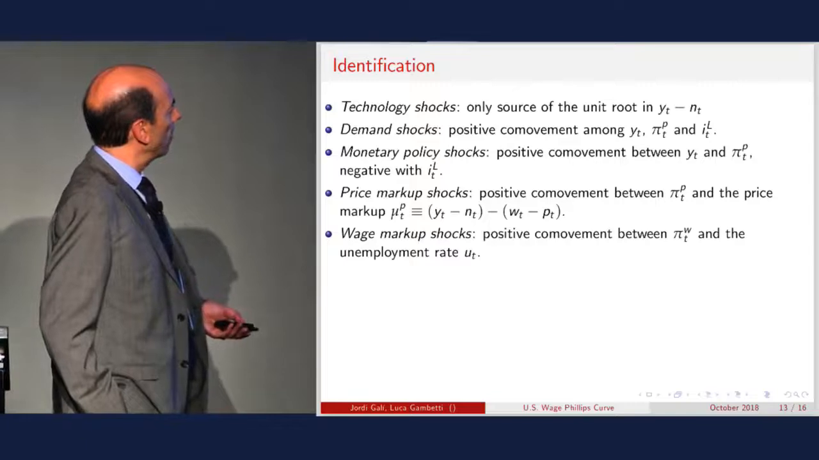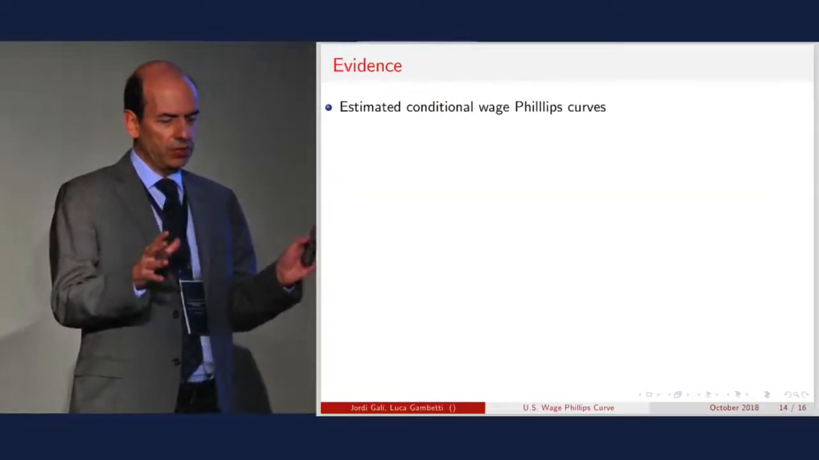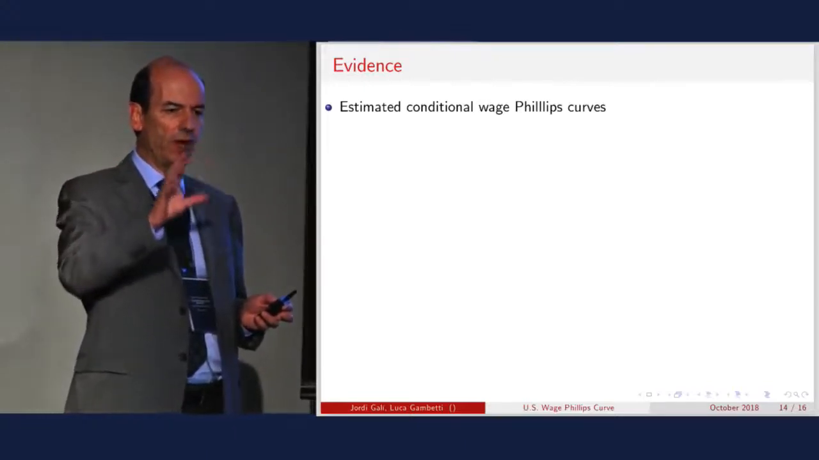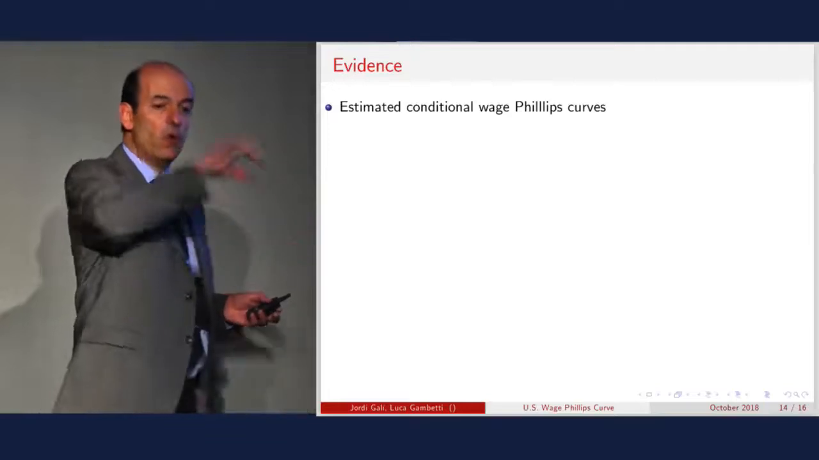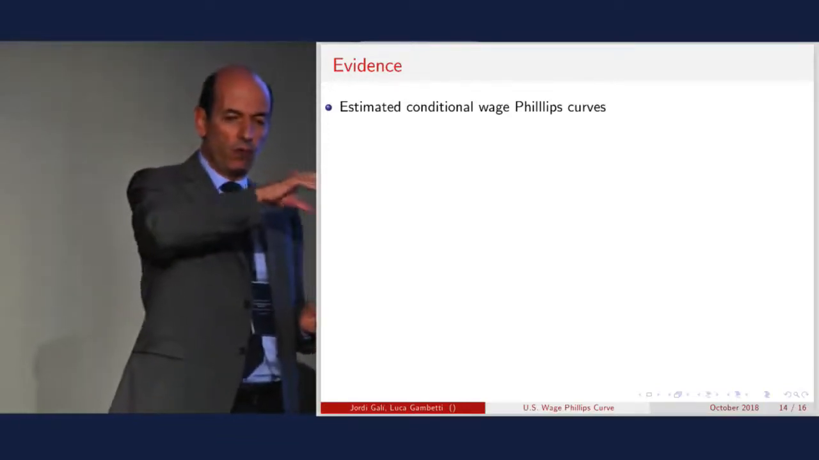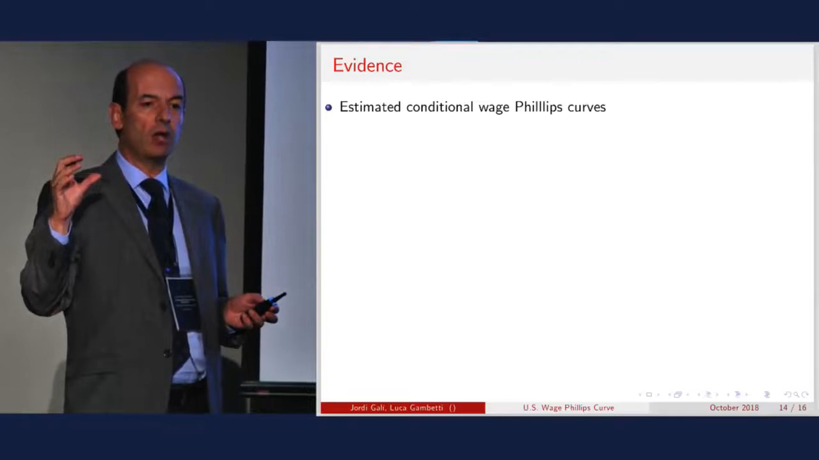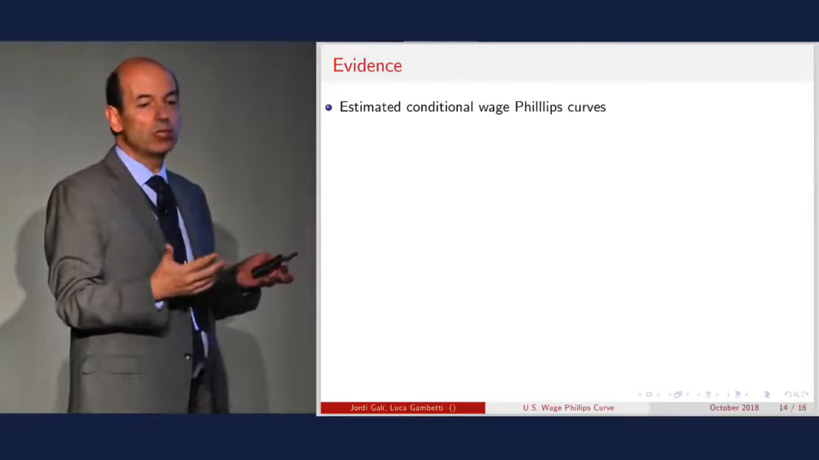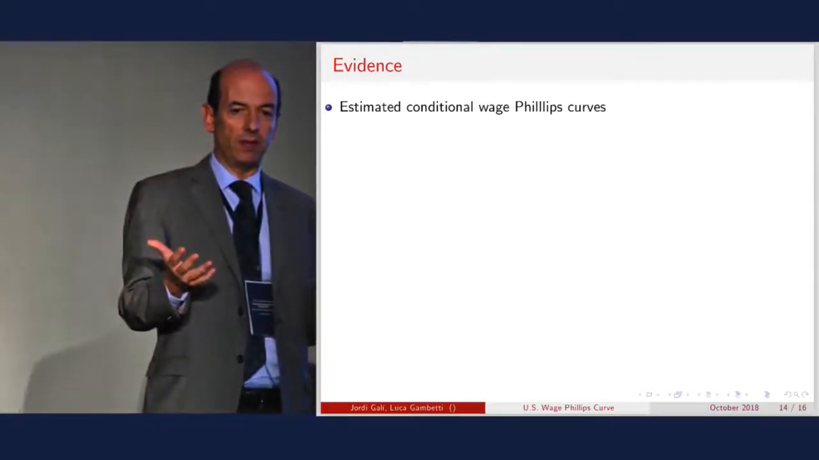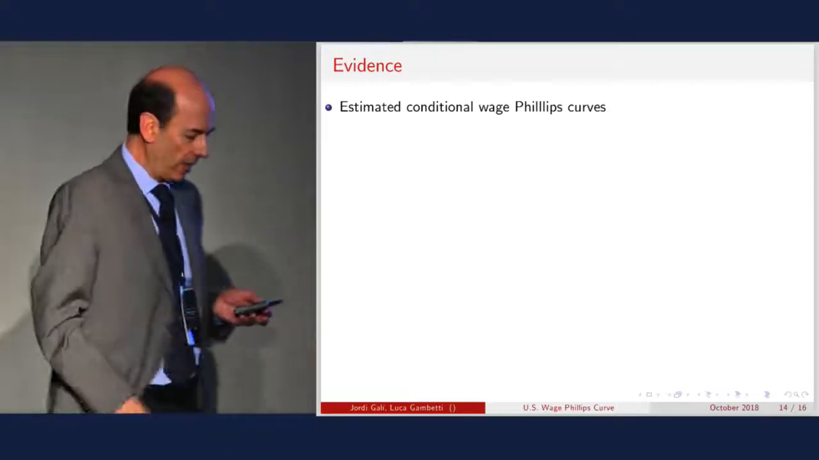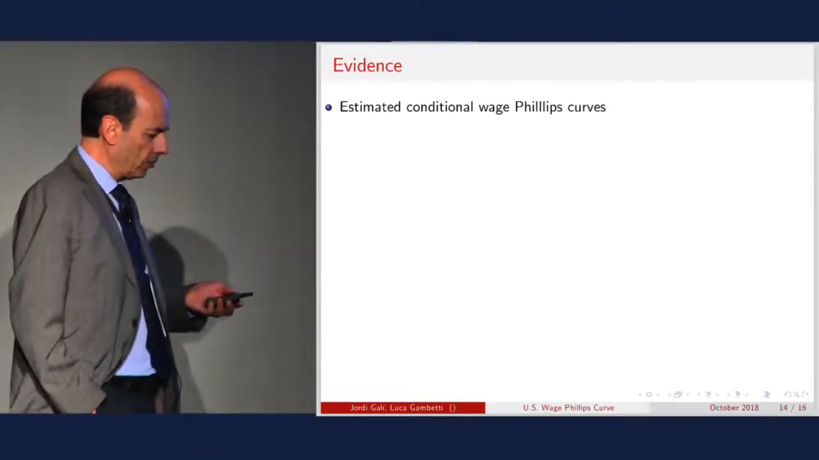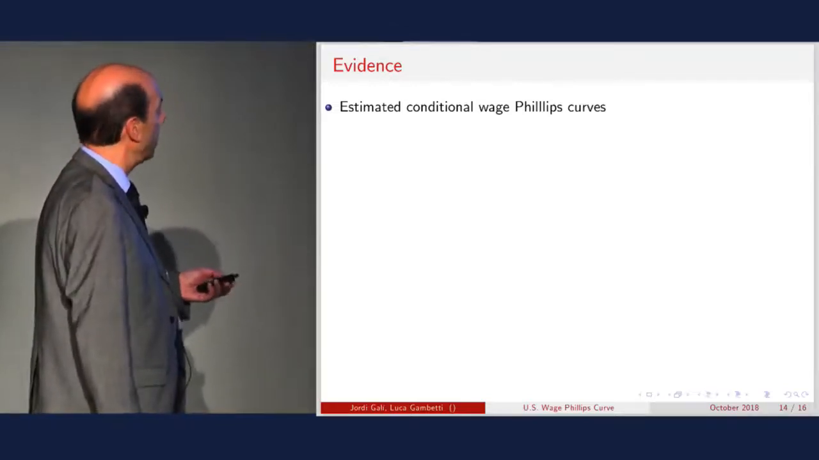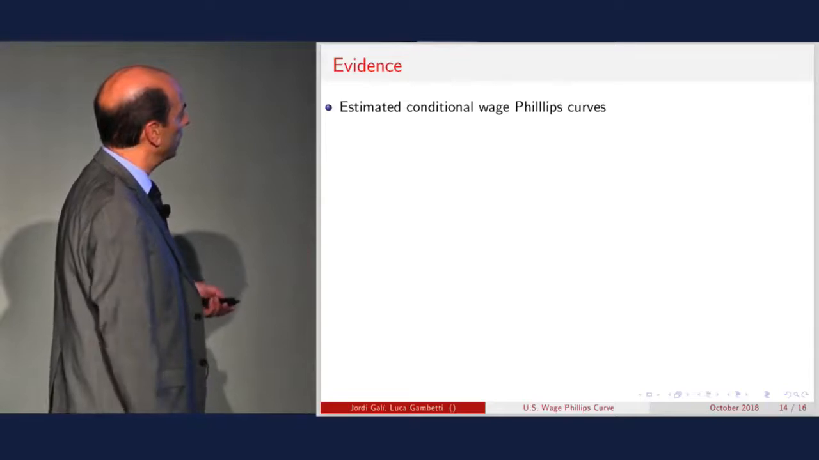Okay, very good. So again, using these restrictions, we estimate the different components of the different variables in X, and now we remove the component associated with wage markup shocks for each variable, and the remaining components are orthogonal to that. So we can use them to estimate the wage Phillips curve in a way that is not subject to the biases that we otherwise would have had. And that's what we call the conditional wage Phillips curve.